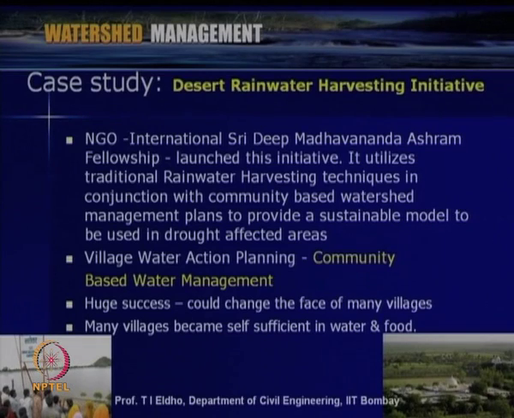This project has become a huge success in many of the villages, and it has changed the face of many villages, and this program is still going on in many villages. So you can see that once the rainwater harvesting initiative for arid regions is implemented with the help of people's participation, there is huge success, and it has become a sustainable watershed management project.